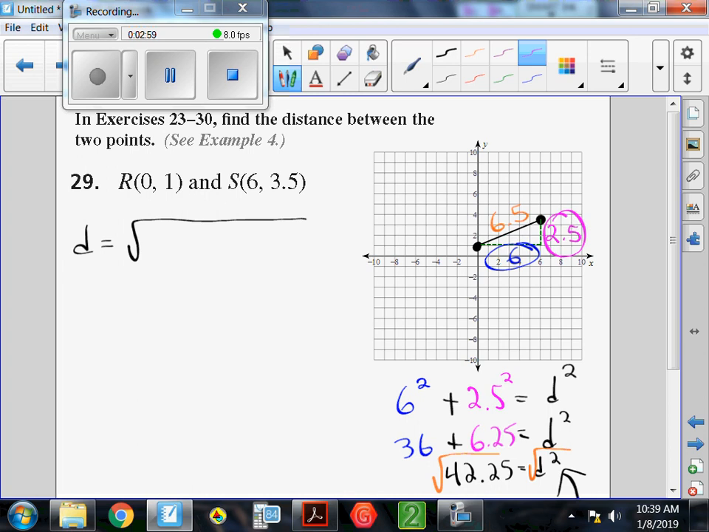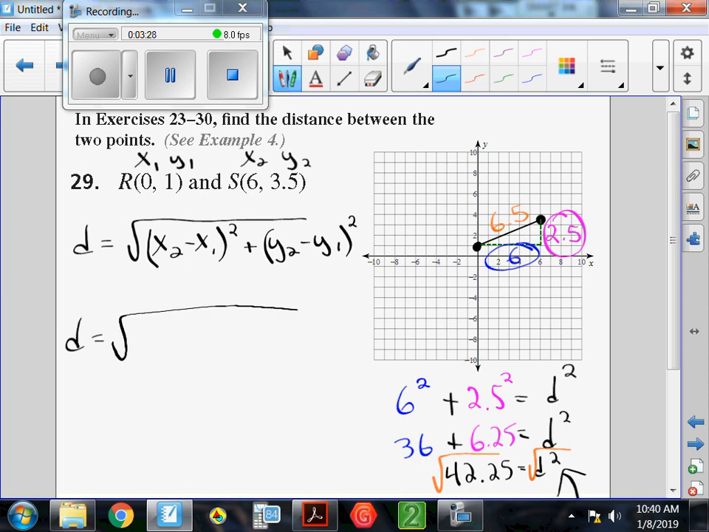And so we can get those by using the distances between x and y. So x2 minus x1 is how you find the horizontal distance or difference between the two. And then y2 minus y1 is the vertical distance or difference between the two. It doesn't matter which point you start at. This time I'm going to say that x1, y1 is 0, 1, and x2, y2 is 6 and 3.5.